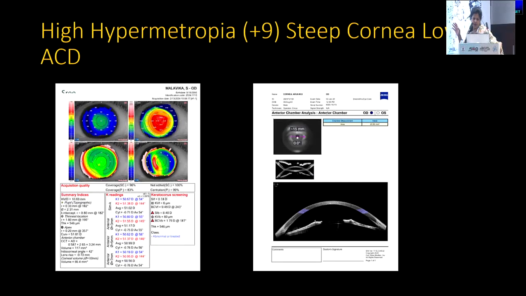Now coming here, you have a high hypermetrope, plus 9 diopters, and you can see that the cornea is very steep. So there is no question of doing a laser vision correction here, because you're going to further steepen the cornea. Now coming to the AC depth, you can see that it is very shallow, 2.65, whereas you need at least a 2.77 or 2.8 to do an intraocular lens. So this may be a patient who is suitable for neither. And in such a circumstance, depending on the expectations of the patient, you may think about doing a refractive lens exchange, which may be a better option for this patient.